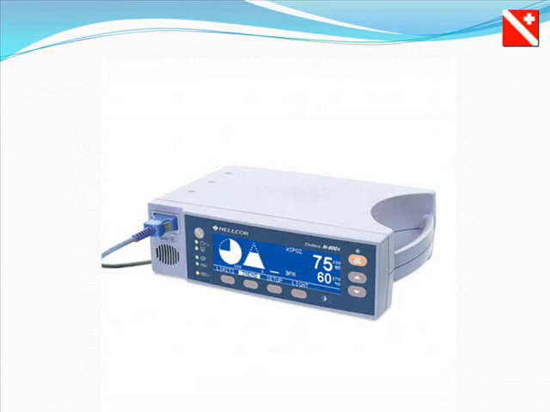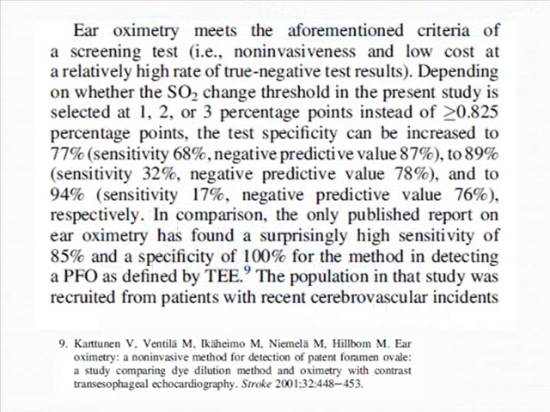It's got a printout facility, which is probably the most important feature. And this was the summary in the discussion. Ear oximetry meets the criteria for screening test: non-invasiveness, low cost, and a relatively high rate of true negative tests. Depending on whether the saturation change threshold in the study was selected at 1, 2, or 3 percentage points instead of greater than 0.8, the test specificity can be increased to 77%. And there you have sensitivity 68, negative predictive value 87, to 89, or to 94.